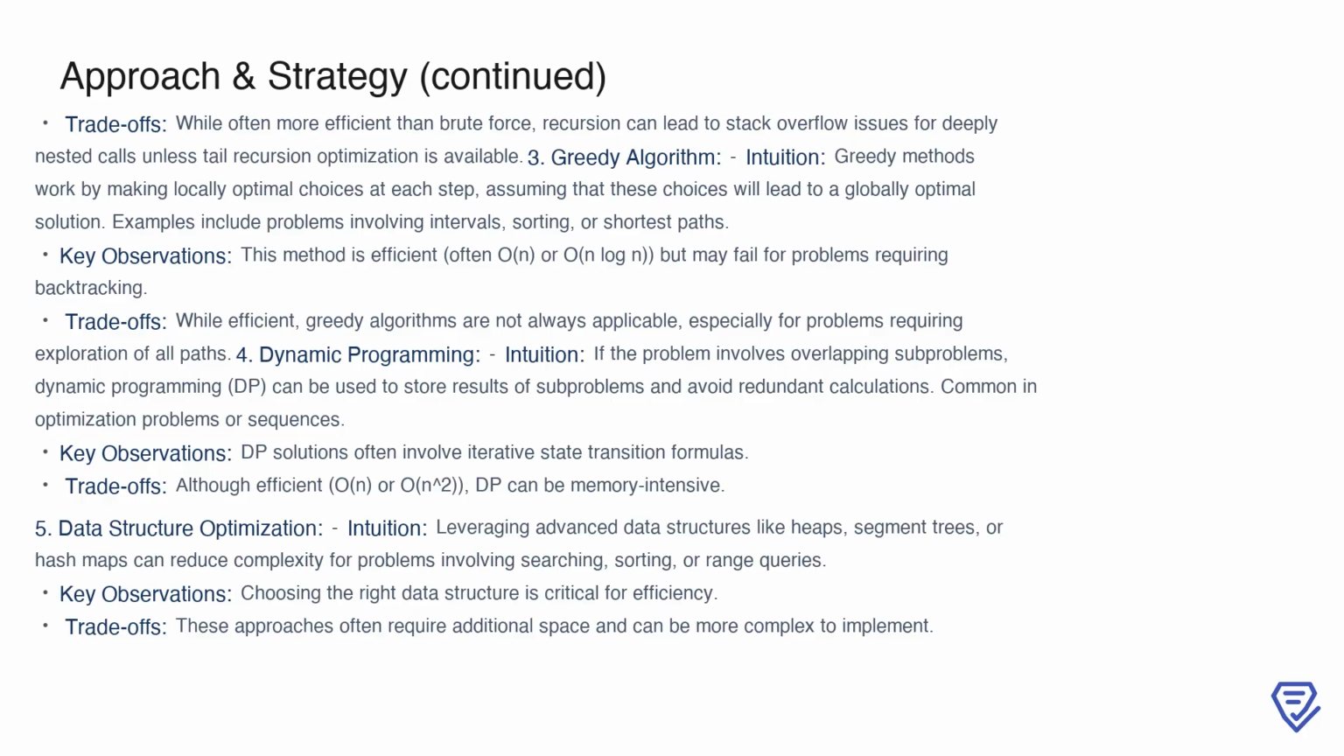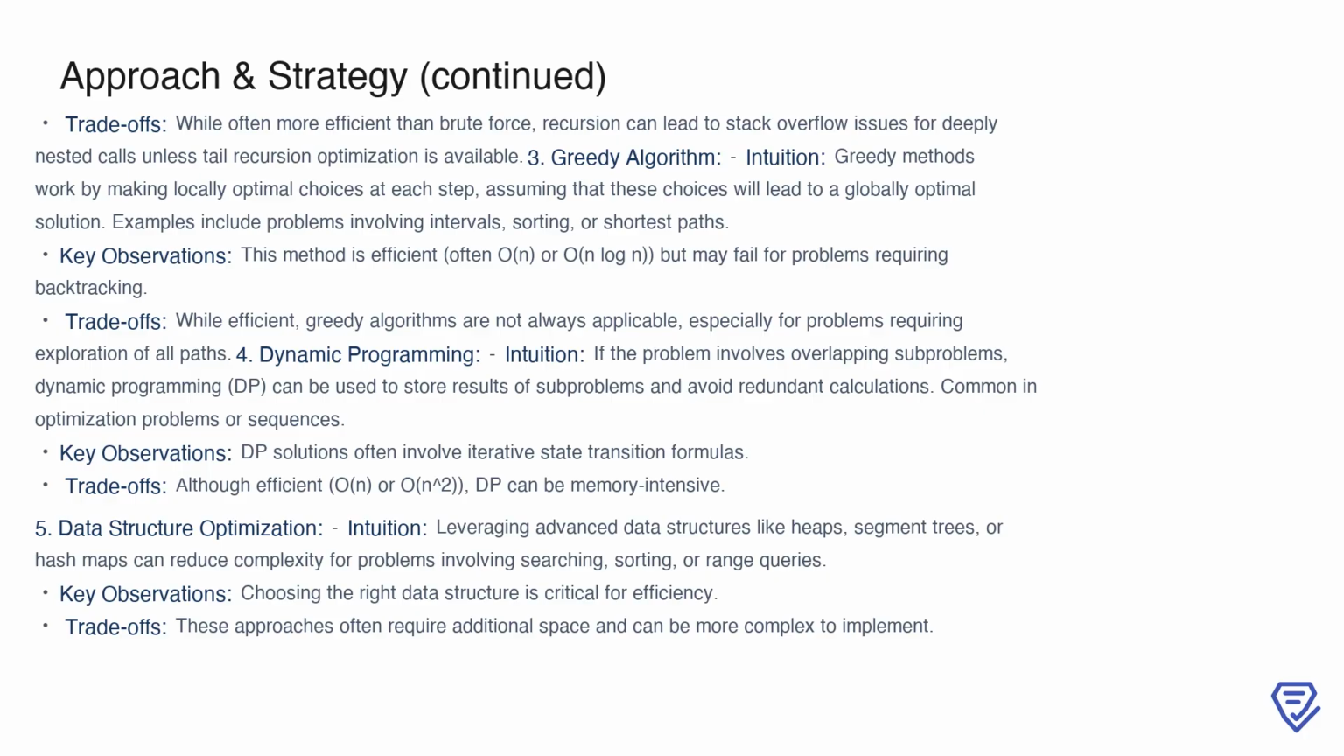Another strategy to consider is the greedy algorithm. This approach works by making locally optimal choices at each step, under the assumption that these choices will lead to a globally optimal solution. Greedy algorithms are particularly suited to problems involving intervals, sorting, or certain pathfinding tasks. They are efficient, with time complexities often around n, or n log n. However, they are not universally applicable and may fail in scenarios where backtracking or exploring all possible paths is required.